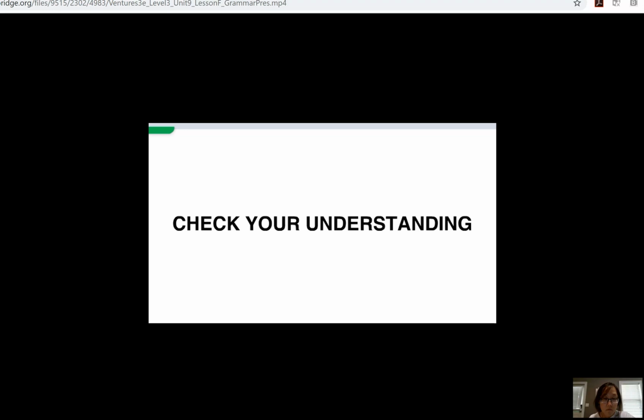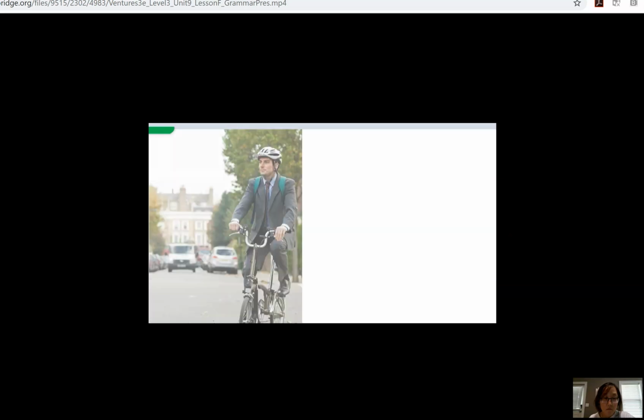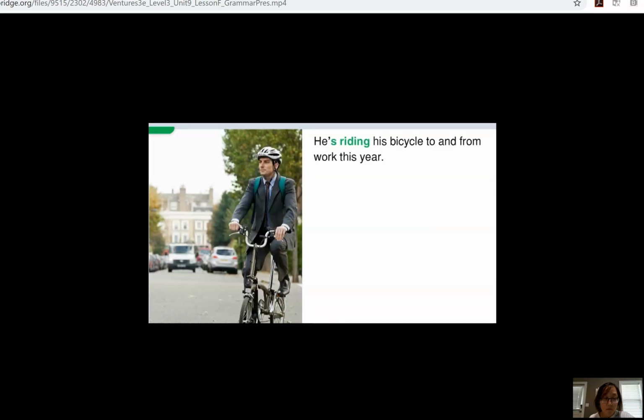Check your understanding. Look at the picture. Read and listen to the sentence. Does the sentence use the present continuous for 1, an event happening now, 2, an ongoing event, or 3, an event in the near future. Choose the correct answer. She's buying a car next week. 3. An event in the near future. He's riding his bicycle to and from work this year. 2. An ongoing event.